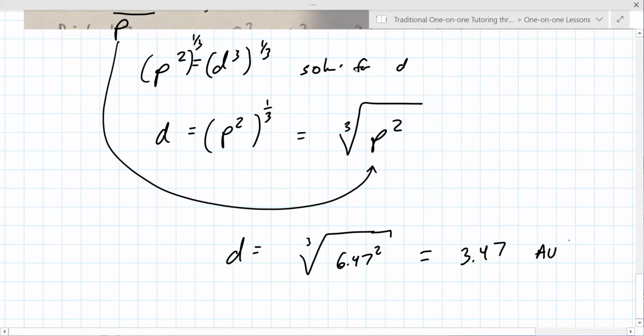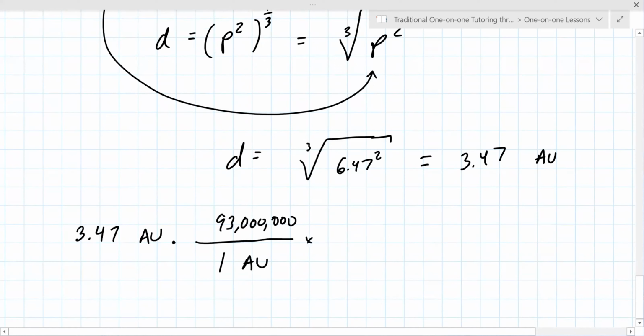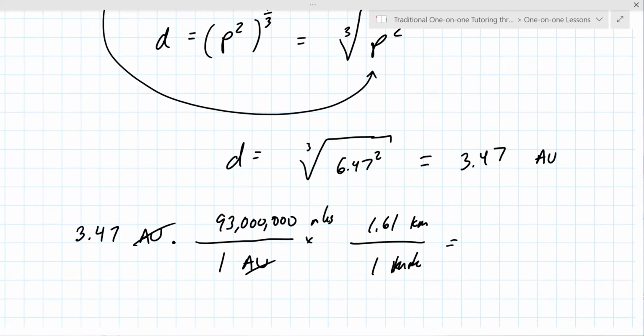But that's in AUs because D is in AUs, and P is the period in Earth years. You have to now convert this back into some usable quantity. So 3.47 AU, and in 1 AU there are 93 million miles. Those cancel, that's miles there. And if we want it in kilometers, we know that 1 mile is 1.61 kilometers. So you multiply that out and you get some large number for that.